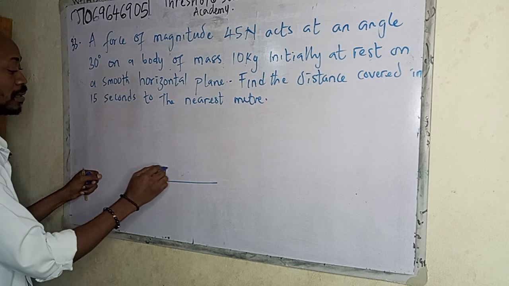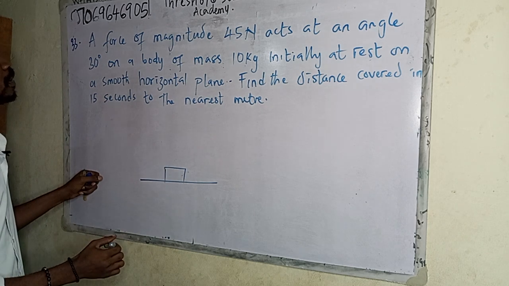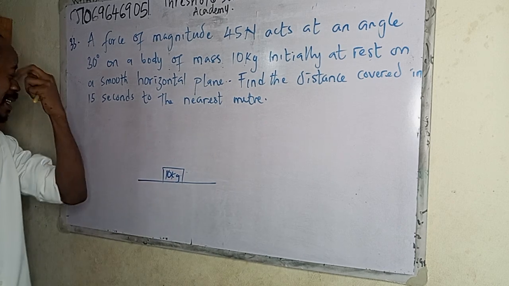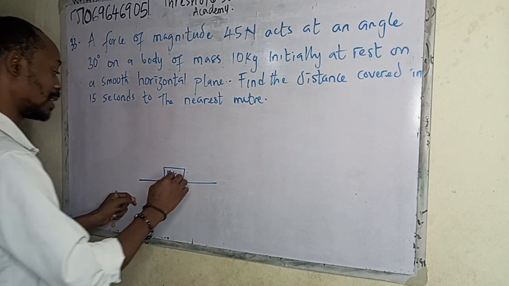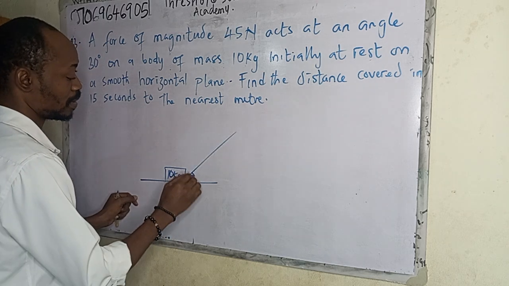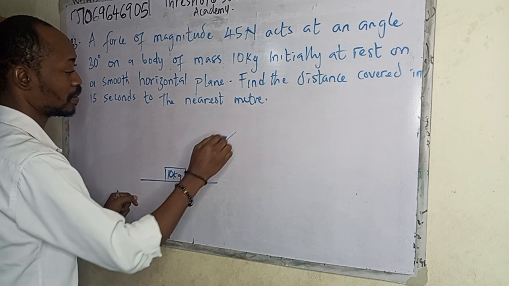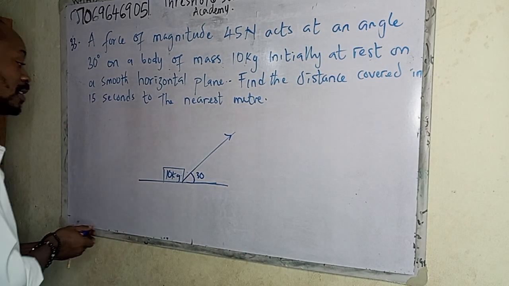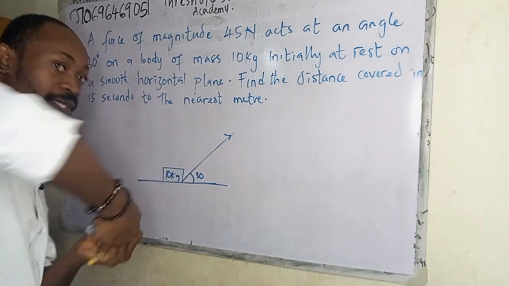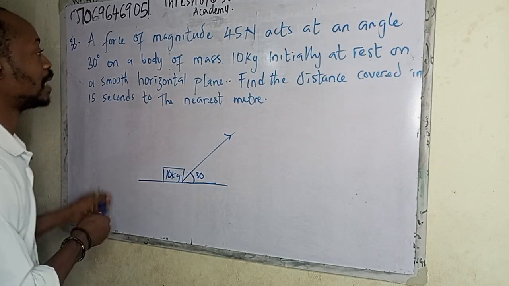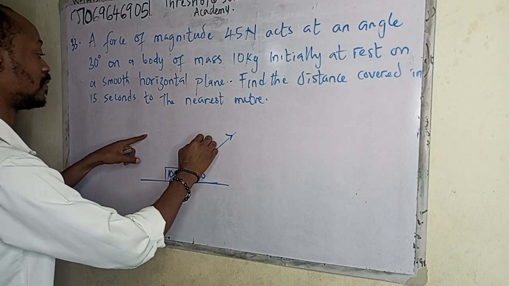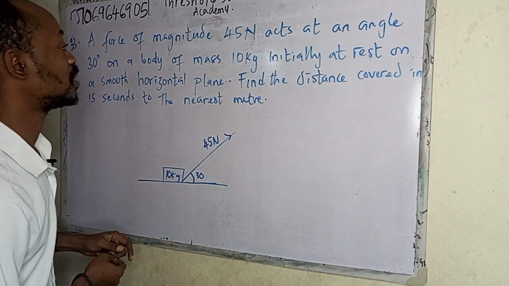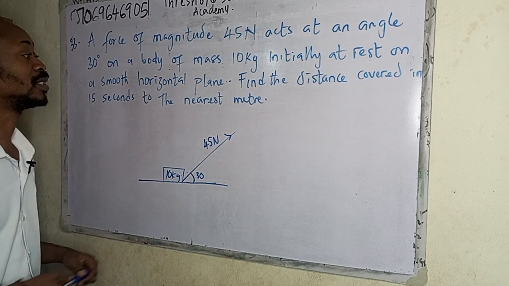We have a body of 10 kilograms, right? Sitting on a horizontal plane, and then the force is applied to it. The force is applied to it at an angle. The angle is 30 degrees. Probably the force is trying to pull it along this horizontal plane. And the magnitude of that force is 45 newtons.